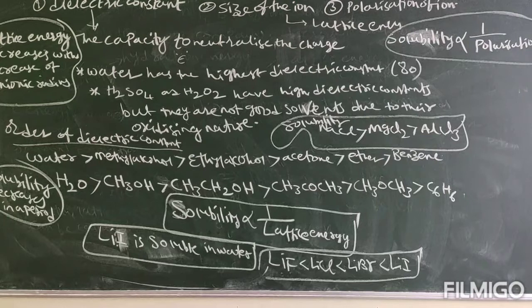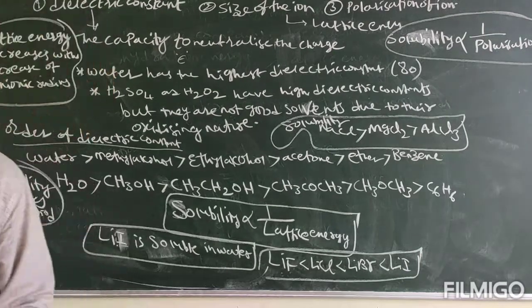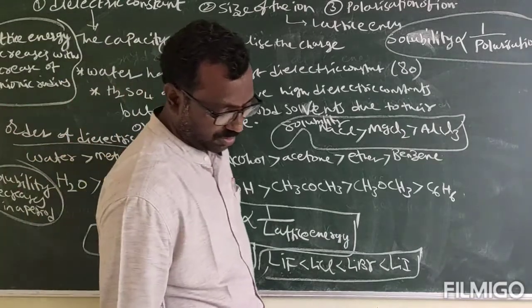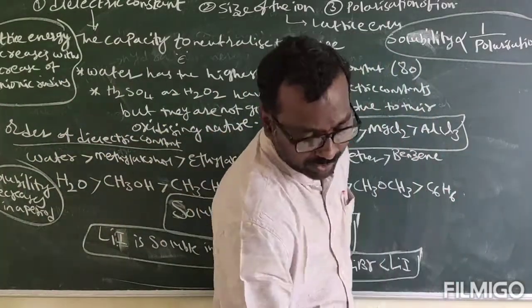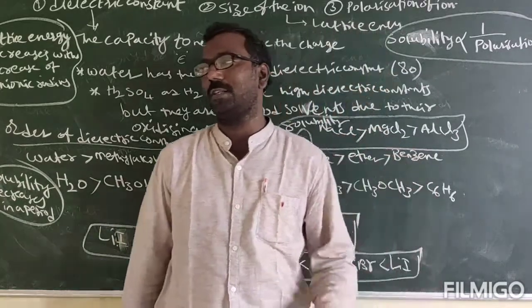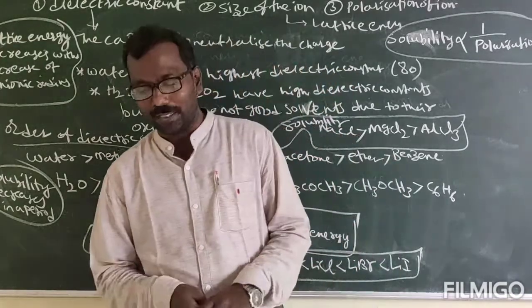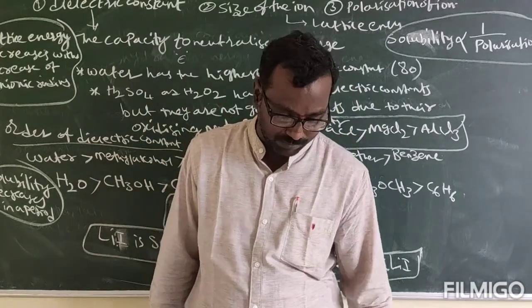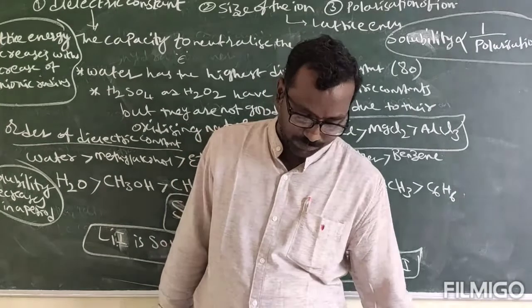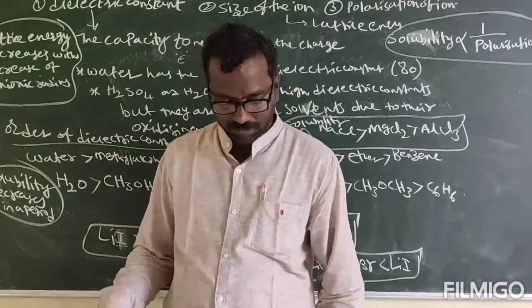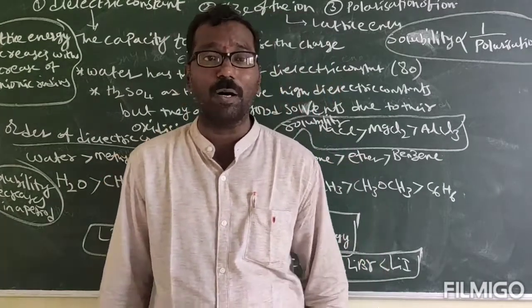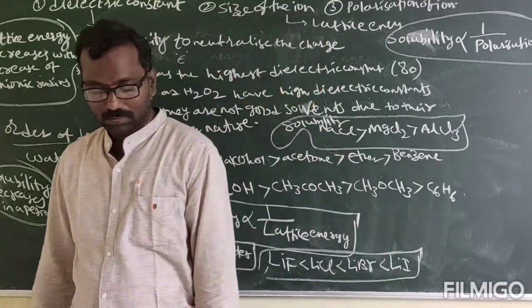Regarding polarization and everything, we will see in the next class. So this is all about ionic compounds, their solubility, and the factors that affect the solubility, which we have seen. In tomorrow's class, the next video you will be getting is regarding covalency and covalent bonding. These topics we will be discussing, and after that we will enter into the details of the sigma bond and pi bond.